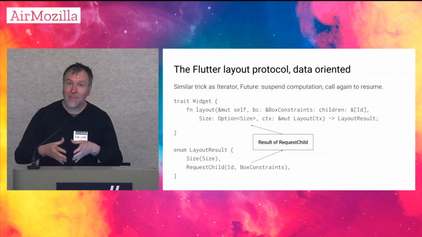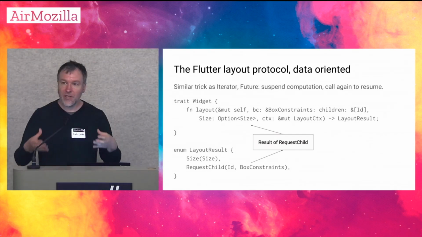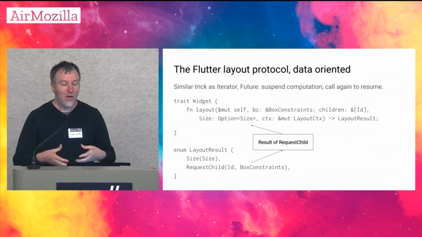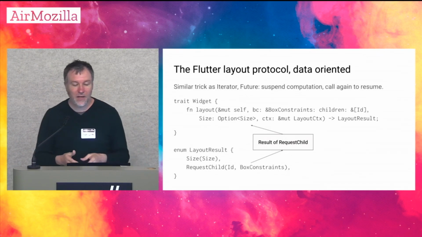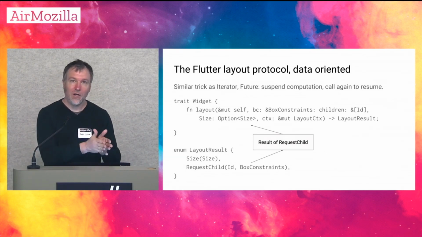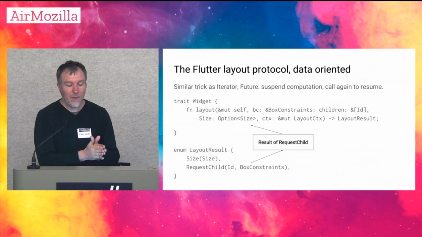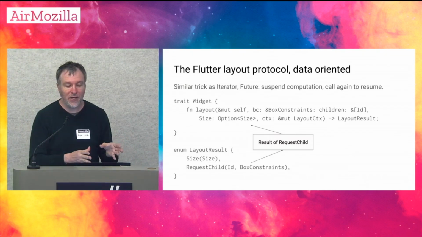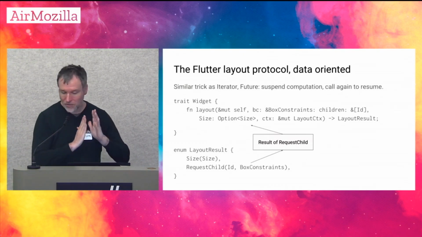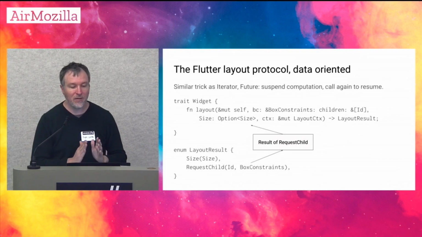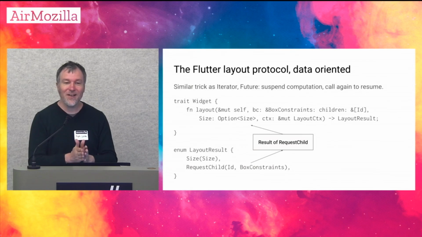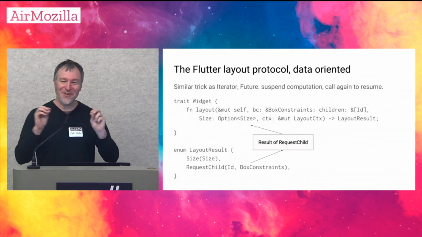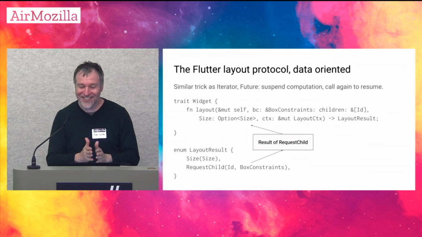So to adapt that idea or that pattern to the Flutter layout protocol, this is pretty much the signature of this method in the code. We're going to call the method with a mut self so that it can access all of its own state and do anything it wants with it, including mutate. We're going to pass in the constraints, which are the same as the Flutter code. We're going to tell it what its children are, and notice that that's a non-mutable borrow. That's encoded in the type.